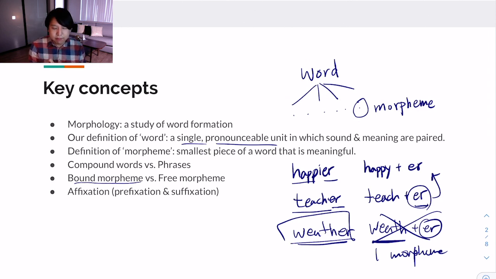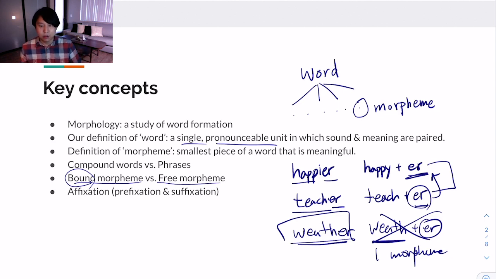And bound morpheme and free morpheme. Bound morphemes are morphemes that are always bound to something else. It cannot be standing alone as itself. So for example, here, happier, teacher. These two "er"s are two different "er"s that sound the same but have different meaning. They are both bound morphemes because they cannot be pronounced by itself.